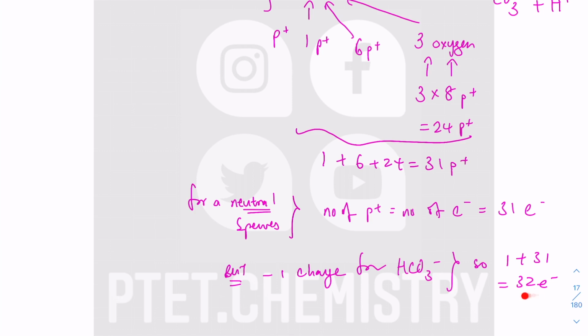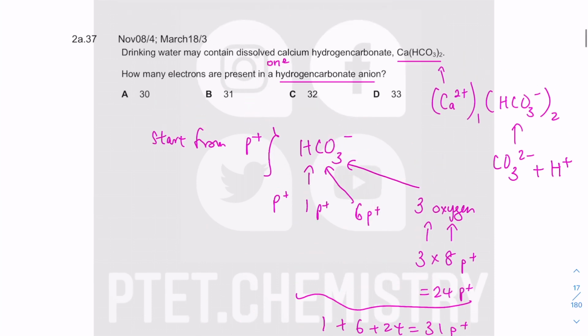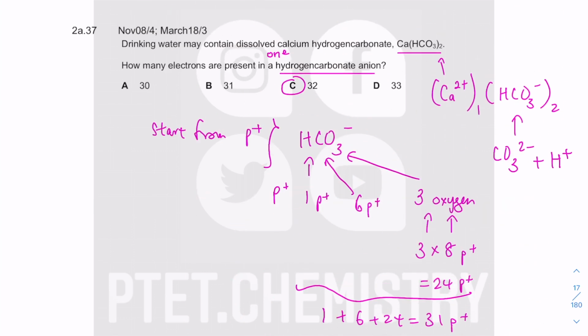That's why you have 1 extra electron than the total number of protons, which you could calculate correctly by looking at the proton or atomic number as given for free in the periodic table. They're asking for 1 hydrogen carbonate anion, not 2 of them. So there are 32 electrons there. So the answer is C there.